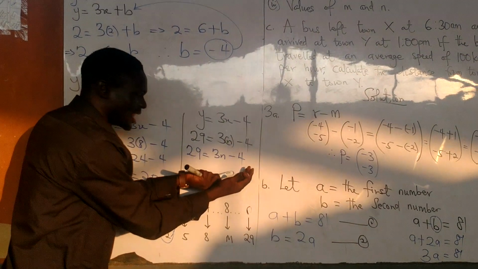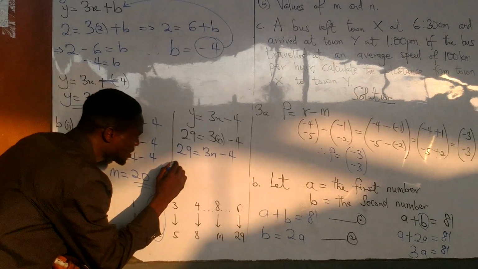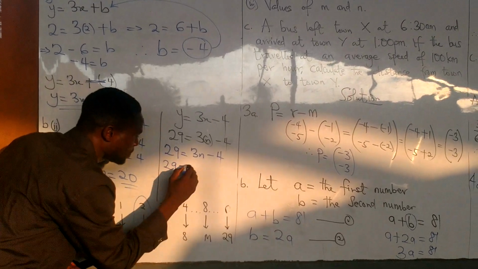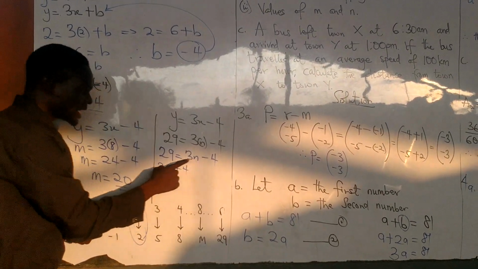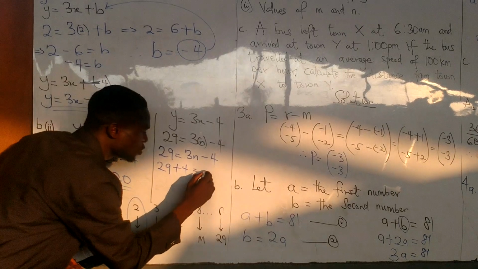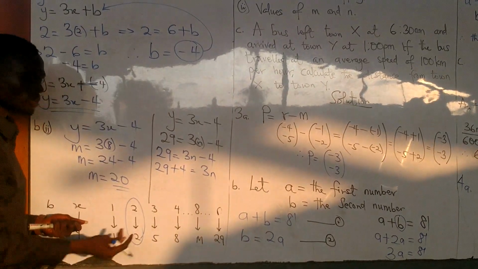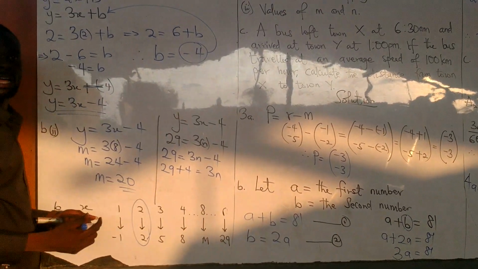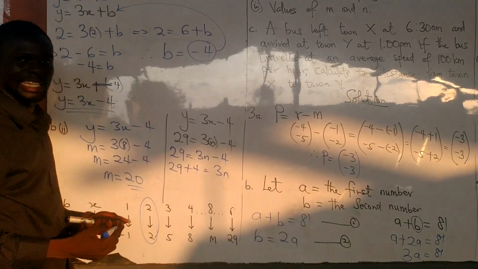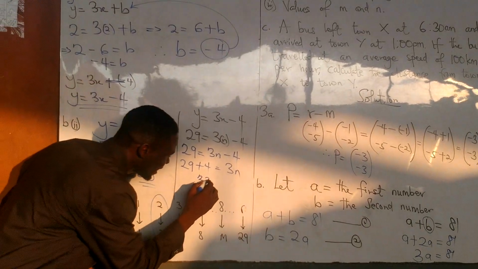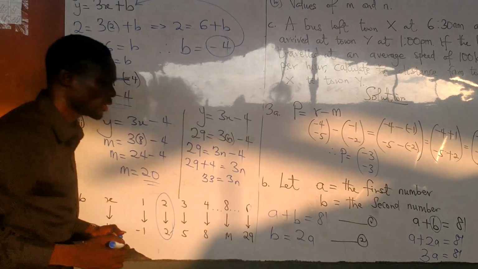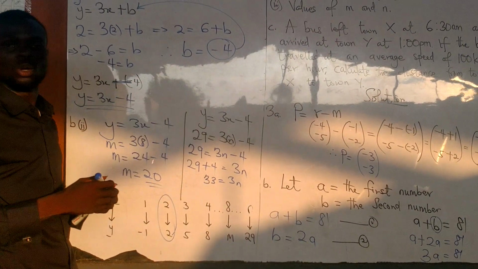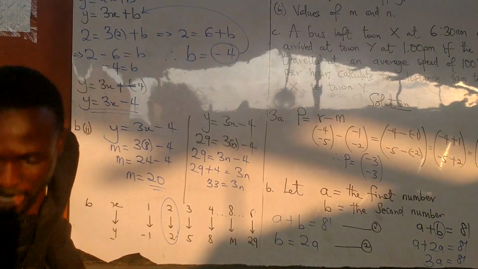We want n, so we group like terms, giving us 29, 4 will come, plus 4. This is plus because it has crossed. Is equal to 3n. Put these two together. What are you going to get? You're going to get 33. So 33 is equal to 3n. You want n to stand alone.